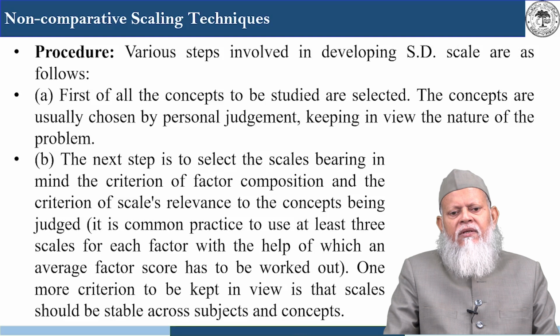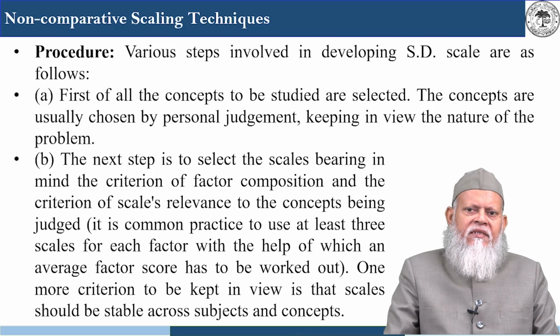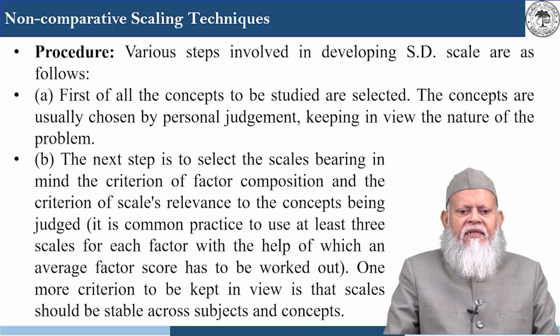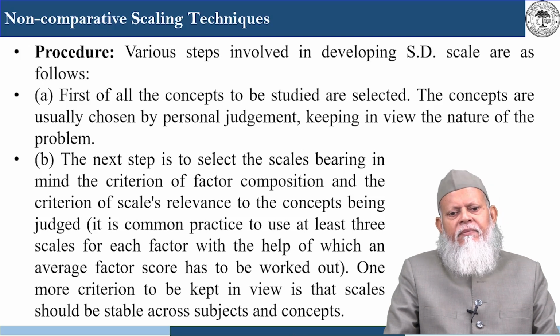These concepts are usually chosen by personal judgment, keeping in view the nature of the problem that a researcher is working upon. So now we have selected the concepts. The next step is to select the scales, bearing in mind the criterion for factor composition and the criterion of a scale's relevance to the concept being judged. It is common practice to use at least 3 scales for each factor, with the help of which an average factor score has to be worked out.